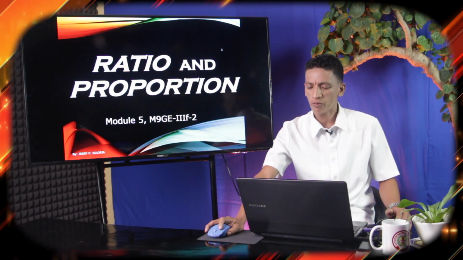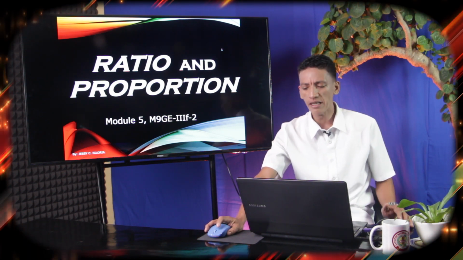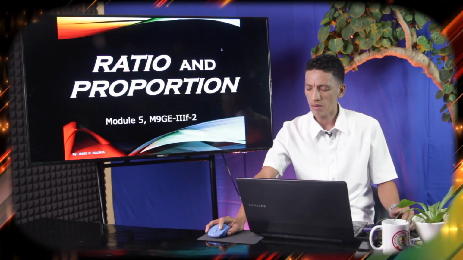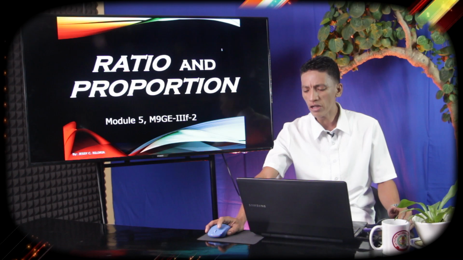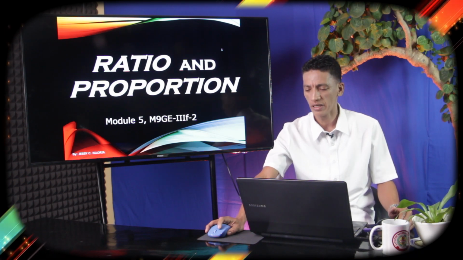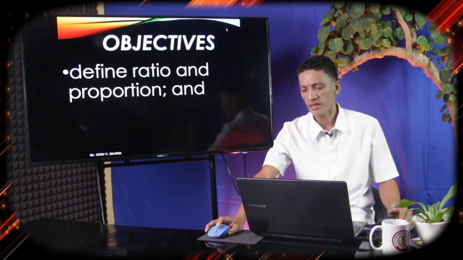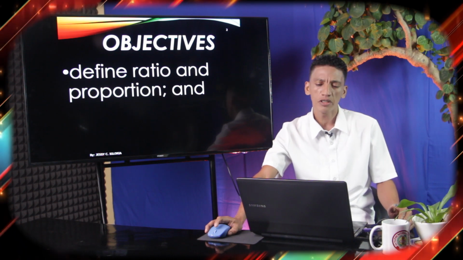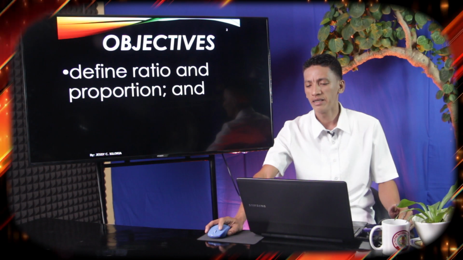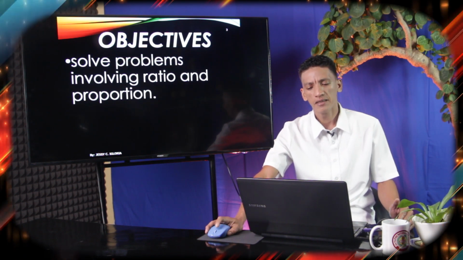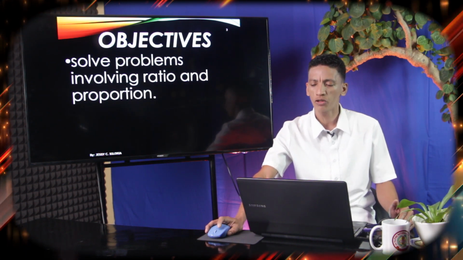Let us start our lesson proper for today. We will be dealing with ratio and proportion, a Math 9 lesson in third quarter. To begin with, we will know first our lesson's objectives. First, at the end of the lesson, you will be able to define ratio and proportion. Second, solve problems involving ratio and proportion.